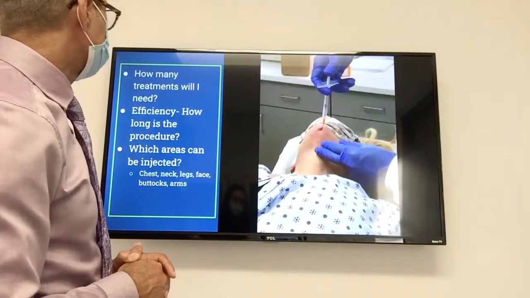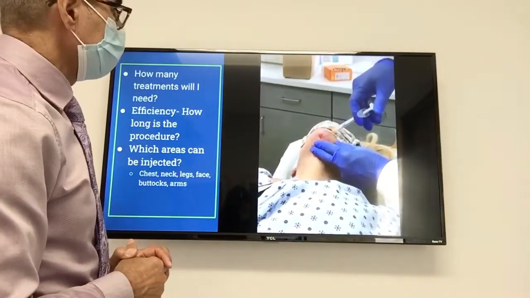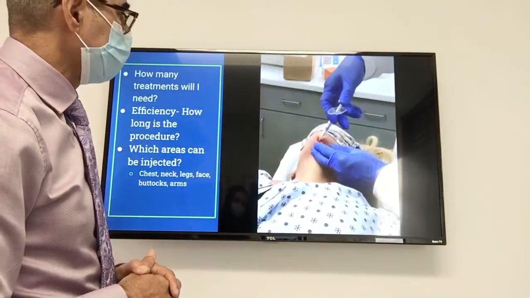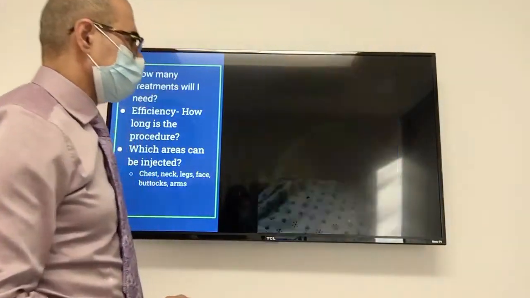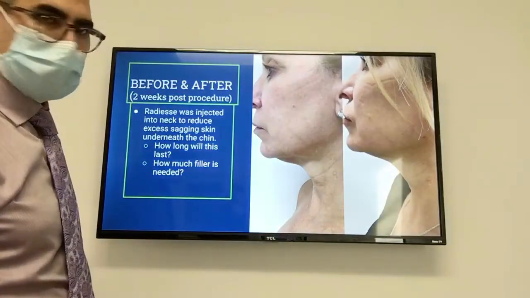So this is showing the same procedure in terms of how it's really being done. As you can see, it's just going in all different directions. So it's the fanning technique. It's just one area. And so this is the before and after.